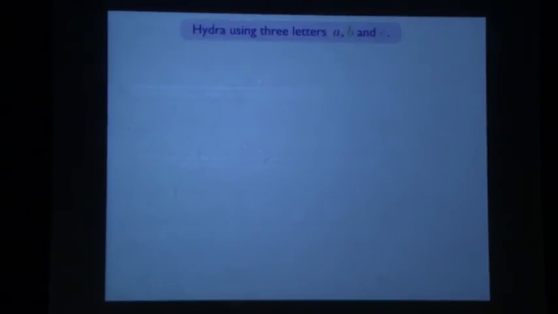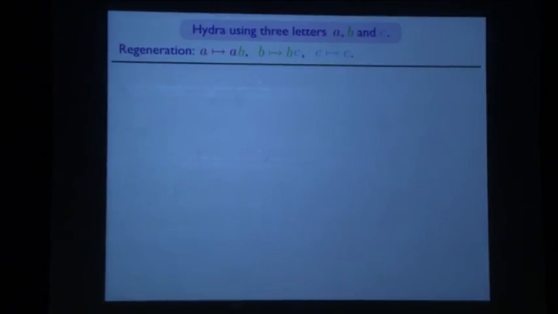Okay, let's develop this a bit further. 3 letters, A, B, and C. The regeneration is like this. A goes to AB, B goes to BC, and C goes to C. How does this play out?